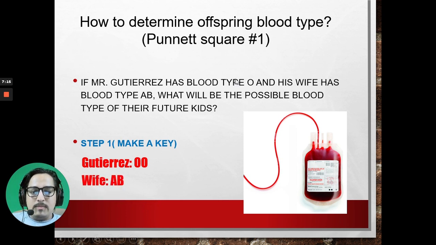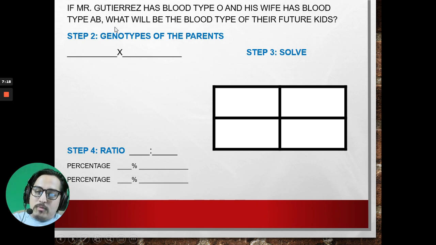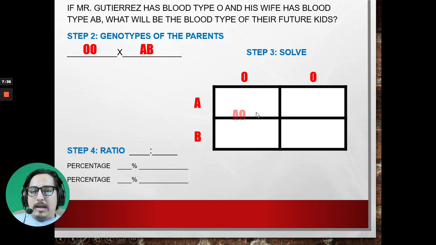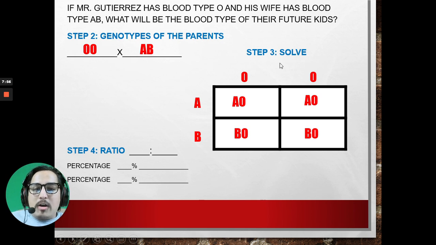Let's move on to the next. Now this, I'm just going to copy from the next page. So you're going to put OO and AB. Now you're going to put those parents, which we already got, on the boxes on the outside. So you put the first parent on the top, the second parent on the side, and then you start crossing them. So A and O gives you AO. Then for the next one, you cross A and O again. It gives you AO again. Then B and O gives you BO. And then B and O again gives you BO. Boom. Now, so far, everything's the same, right?